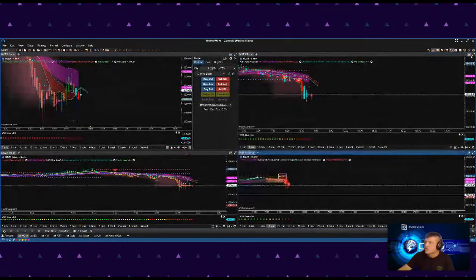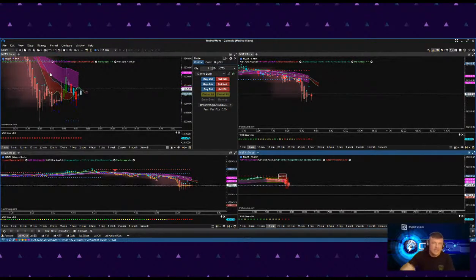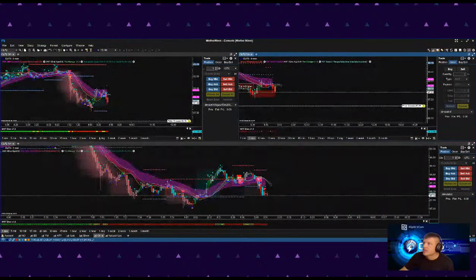If you're curious as to what system I'm using, this is Motive Wave. These red and blue dots right here that you see are not part of the XBRAT system, but they are part of the Motive Wave. It just throws up a general support resistance area based on the last 20 candles. So pretty cool feature.